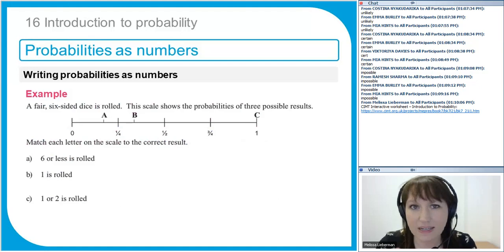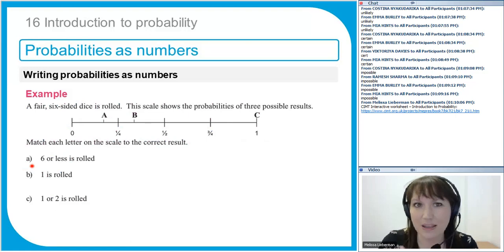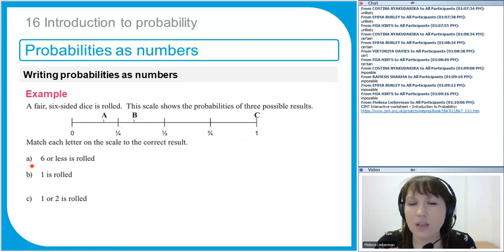So here's another very similar example, but this time we've got some numbers written on the line. So we're told here that a fair 6-sided dice is rolled, and the scale below shows the probabilities as A, B, and C. So we need to match each one. So part A, what is the probability when we're throwing a fair 6-sided dice? Now fair is quite an important word, and I'll explain why that is. If we're rolling a fair 6-sided dice, what's the probability that 6 or less is rolled? Is it A, B, or C?